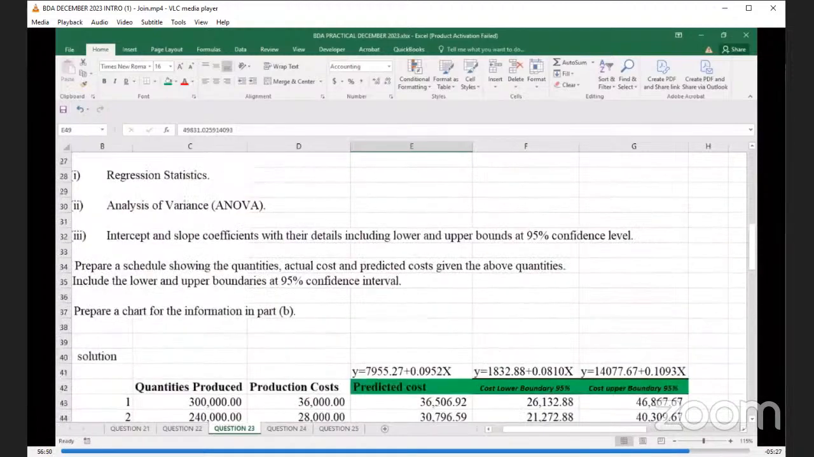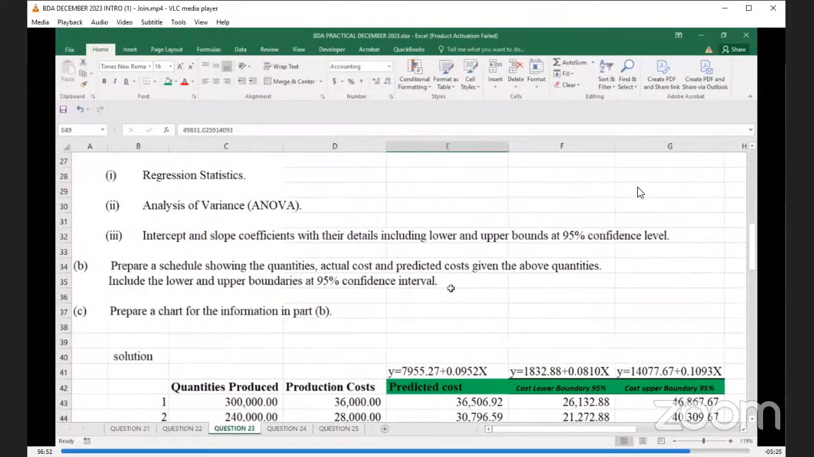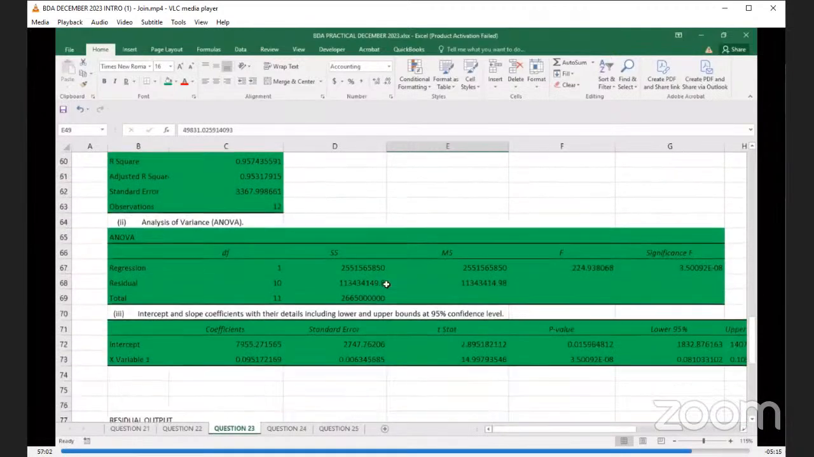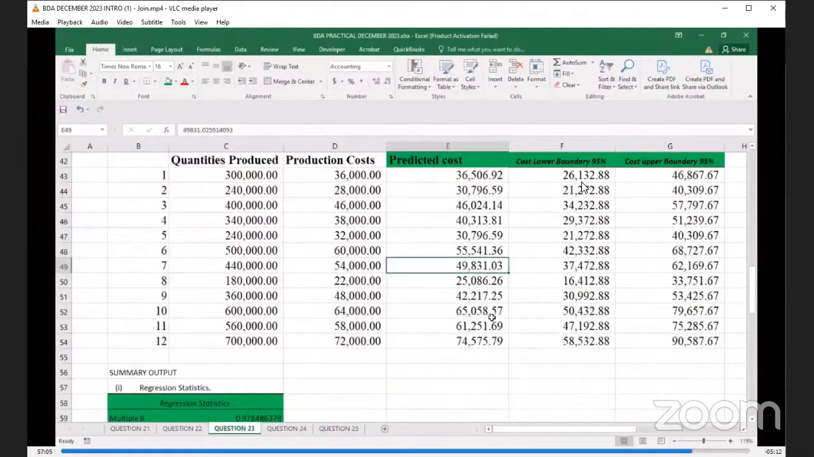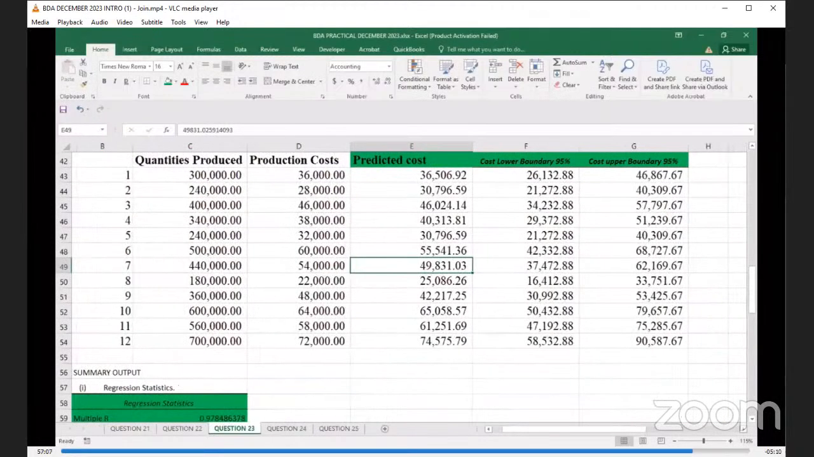So up to that point, you've literally earned almost, these are literally 15 months. Prepare a chart for the information in part B. This is easy. We need now to prepare our chart. So how will you prepare our chart?